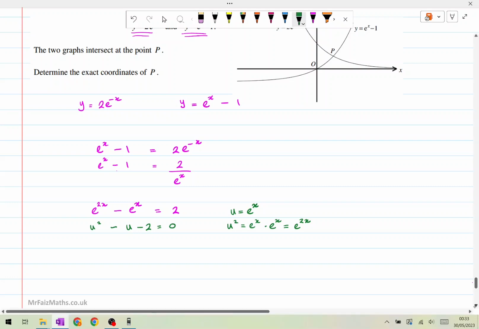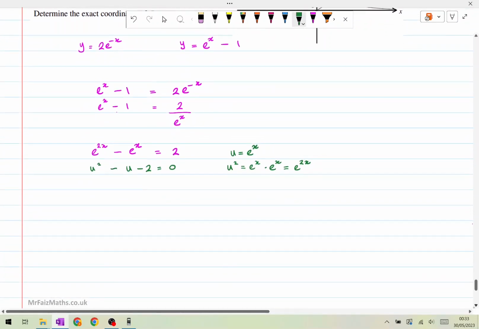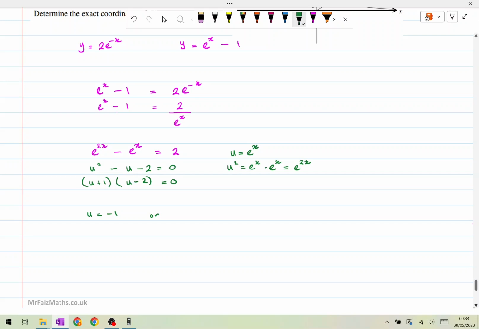Right, so you can either solve this by plugging this into the calculator or by factorizing. This one factorizes fairly easily, u plus 1 times u minus 2. So this gives me either u is equal to minus 1 or u is equal to 2. Then going back into terms of x, because our substitution was u is equal to e to the x, we get either e to the x is equal to minus 1 or e to the x is equal to 2.